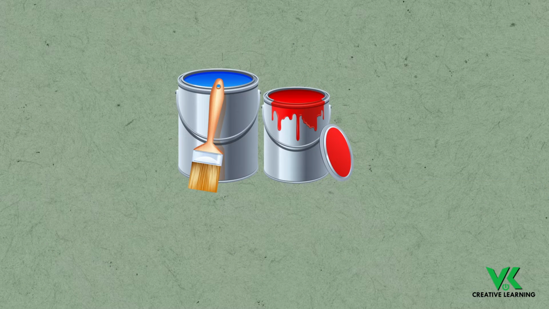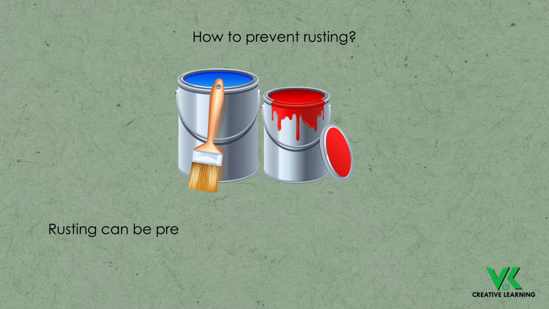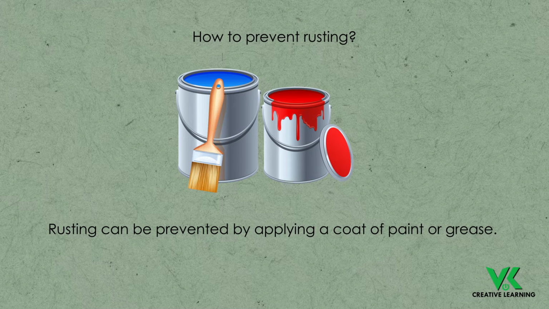But it is necessary to prevent rusting as we have to use the iron articles for a long period. How to prevent rusting? Rusting can be prevented by applying a coat of paint or grease. Painting or greasing should be done regularly to prevent rusting.